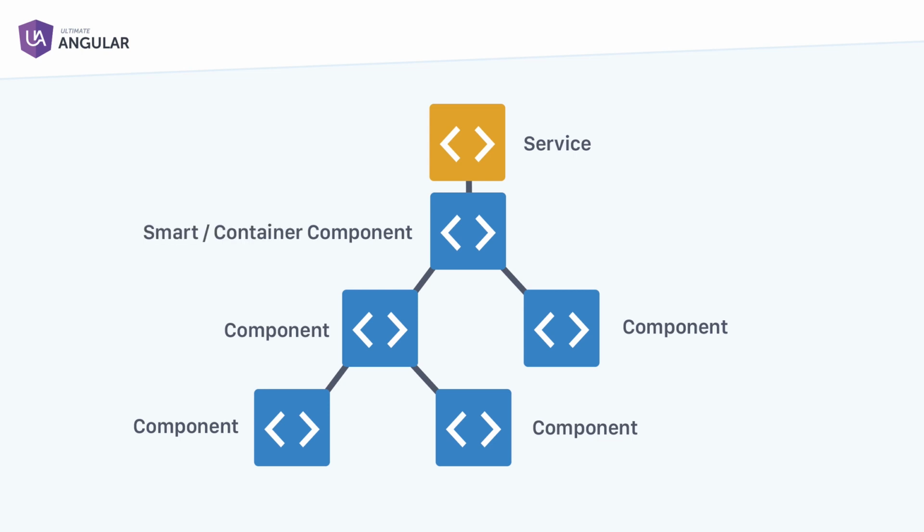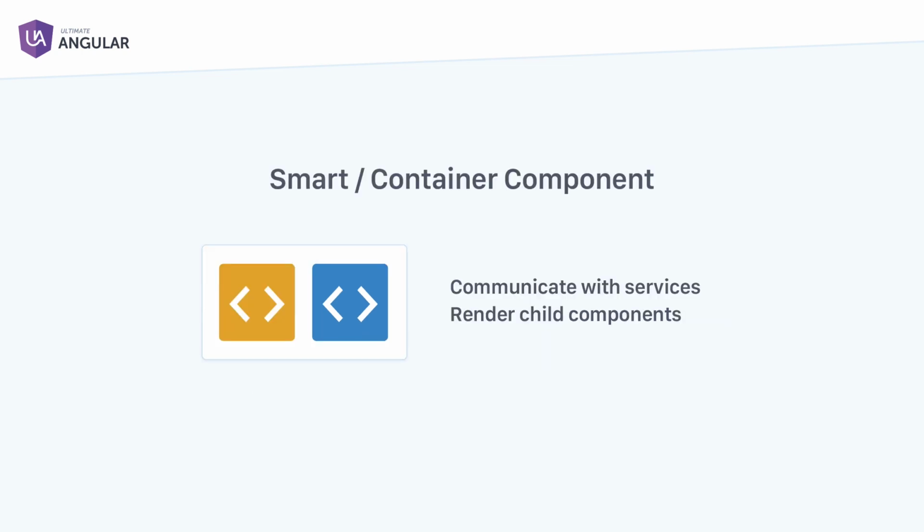Now, the smart component, which is the container component, essentially contains all of these other components that do not know about this data. However, the smart component can then pass the data down to these child components. So this is essentially the difference between a smart and a dumb component, or a container and a presentational component. So typically a container component can communicate with the services, and it also renders child components. So these are the main 2 things to think about when you're actually architecting an Angular application.